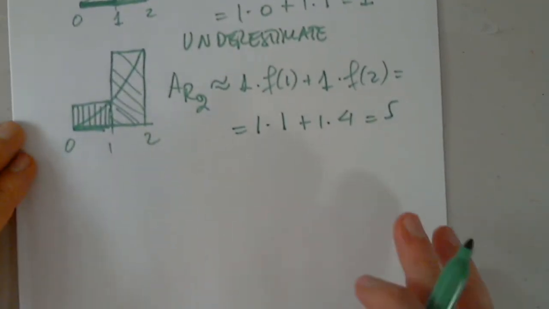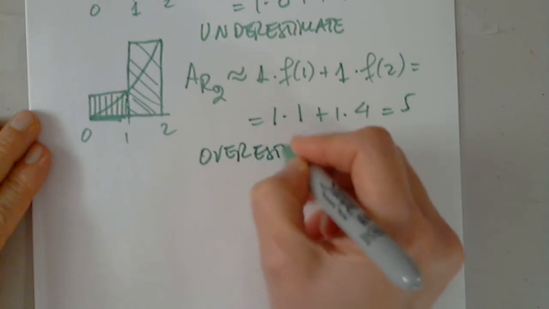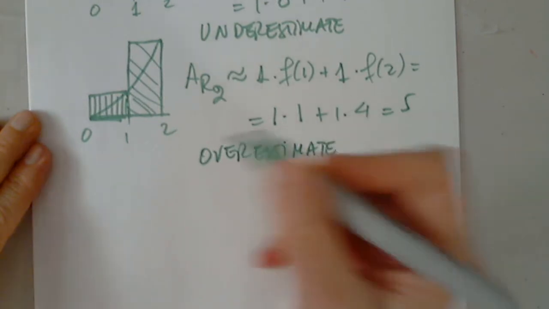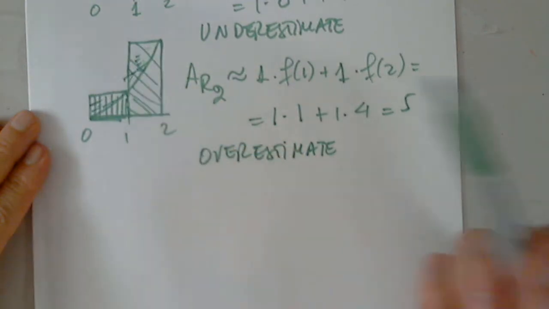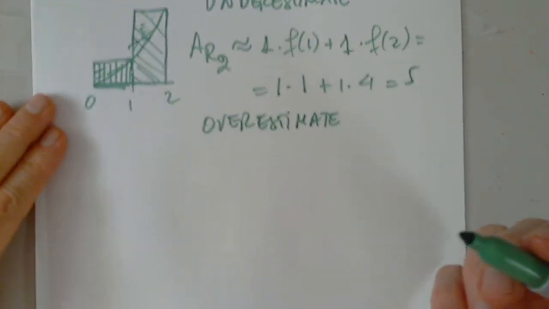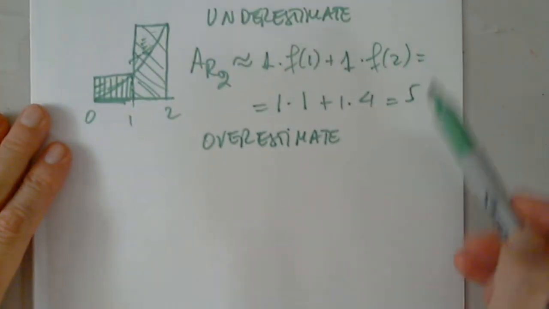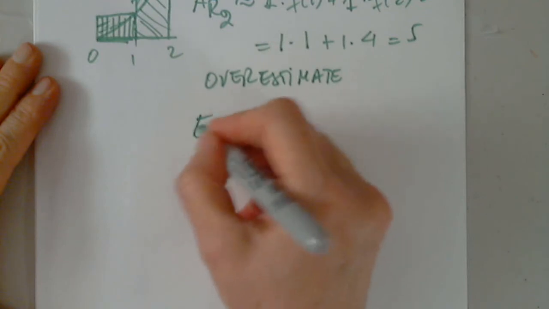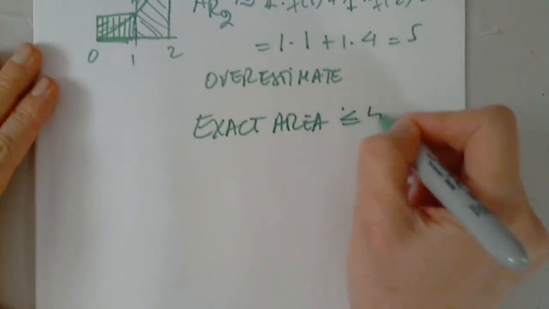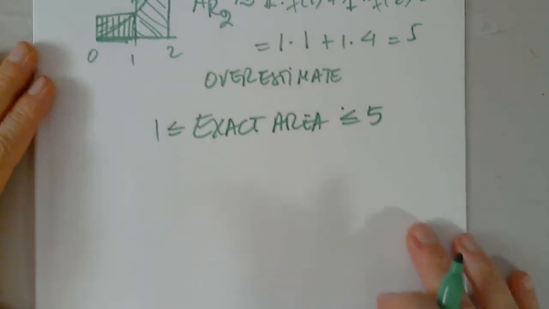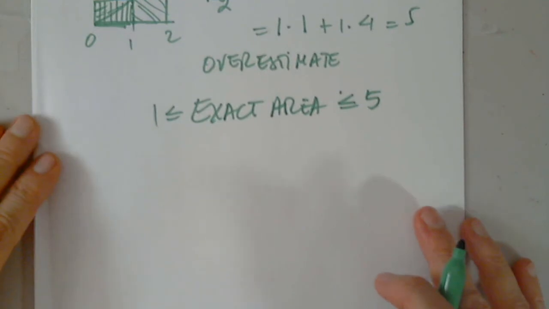Is this an underestimate or an overestimate? Of course an overestimate. Why? Because now I'm adding these pieces which are not under the graph. Okay, so for now, I found a lower bound and an upper bound. The exact area will definitely be lower than 5, definitely greater than 1, for sure, no matter how many subintervals we use.